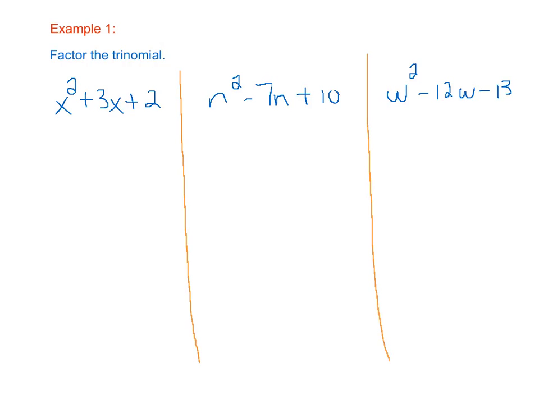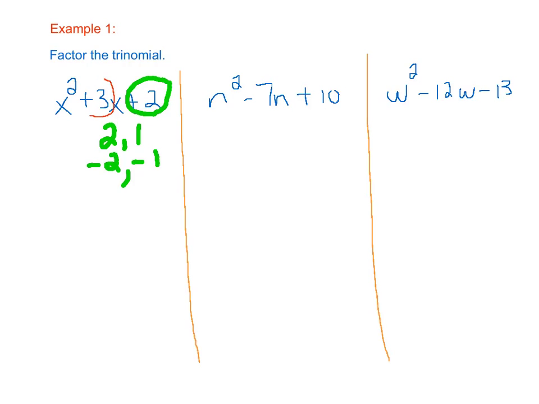Alright, here's 3 examples. We're asked to factor the trinomial. So what I suggest doing first is if you look at the last term, here we've got positive 2. So list all the factors, numbers you can multiply together to get a positive 2. Well, you can do a positive 2 and a positive 1. You can do a negative 2 and a negative 1. Then look to see which one of those you can add together to get the second term in here.